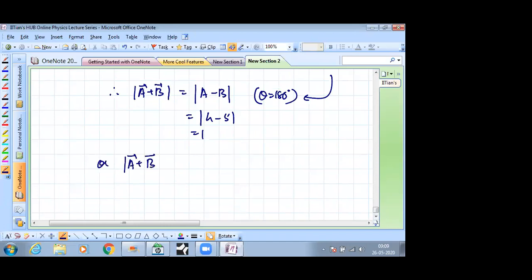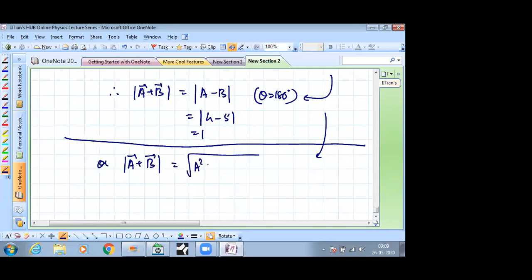But that's unnecessary. यहाँ पे इतना लंबा करने की जरूरत नहीं है, because you can directly see theta is 180. So you can also do it this way. That is root of A square plus B square plus 2AB cos theta. Now in this you substitute that cos theta is minus 1, mod A is 4, mod B is 5. So you get the answer.